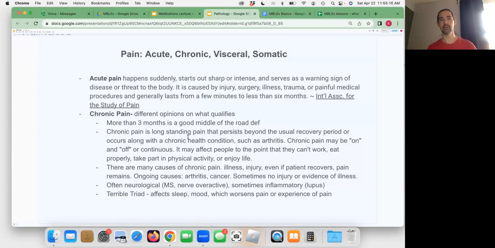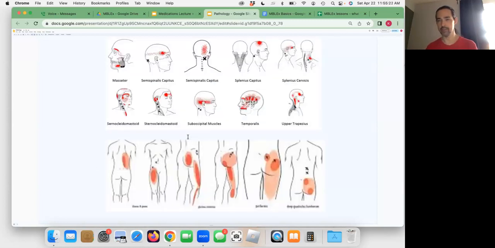Okay, pain: acute, chronic, visceral, somatic. Any questions about trigger point referral patterns? Remember, a trigger point can be in a muscle, but the pain can be somewhere else. So pain that is caused by a muscle, not in the area where someone is feeling the pain. Pain in an area which is being caused by a muscle in another area. That's a trigger point.